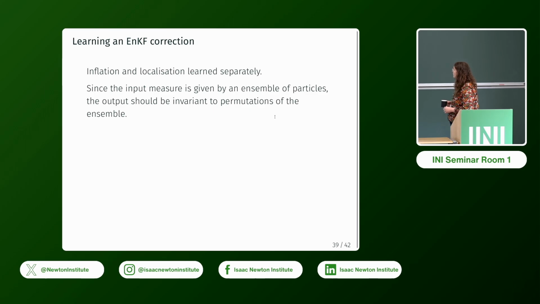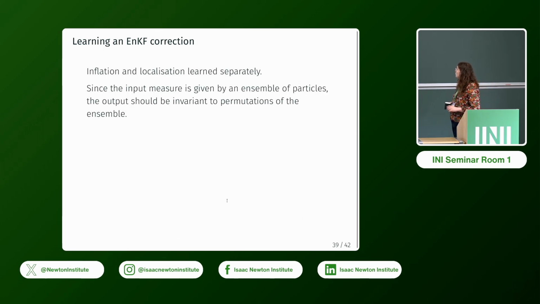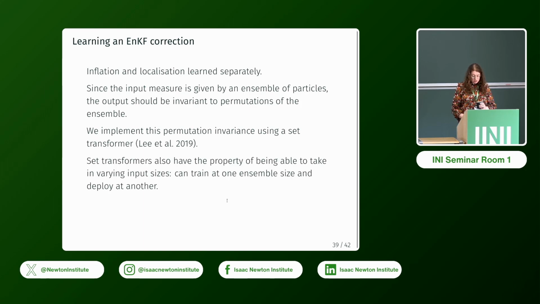So an important consideration here is we have this input measure, which is given by a set of samples, right? But we want the output to be invariant to permutations of the ensemble. So we want to use a permutation invariant architecture. So we use something called the set transformer here. That enforces permutation invariance, and this also has another nice property, which is that it can take varying input sizes. So we can train at one ensemble size and then apply it to another ensemble size later on.